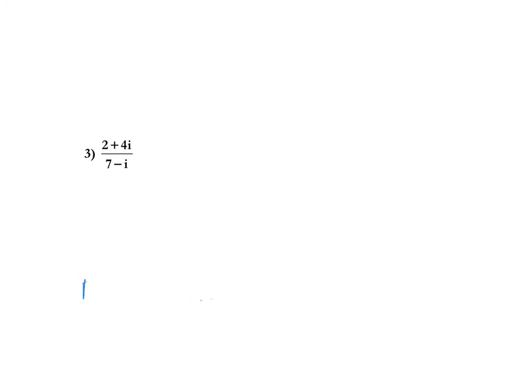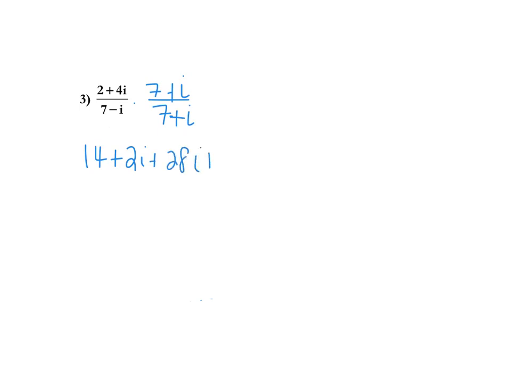So we first need to multiply by the complex conjugate. So in this example, that would be 7 plus i. It comes from the denominator, not the numerator. So we have to multiply the numerator out. So 14 plus 2i plus 28i plus 4i squared. And then the denominator is 49 plus 7i minus 7i minus i squared.